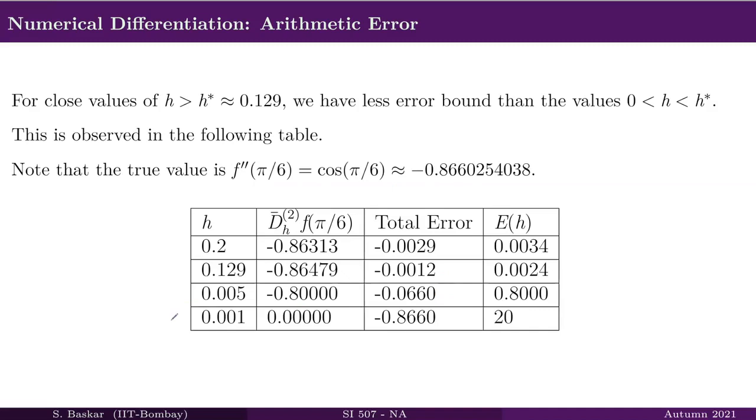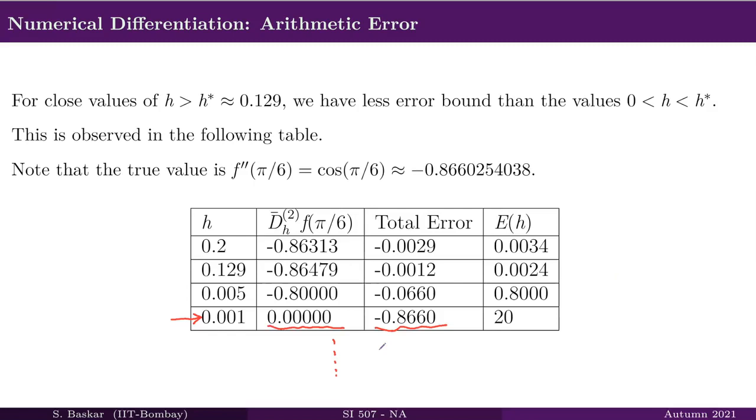I have even gone much farther from h star towards 0 and took h equal to 0.001, and the central difference formula simply gave the second derivative of f at pi by 6 as 0 up to the decimal digits shown here, and thereby it committed almost 100% error. And if you go on doing this, you will land up in much bigger disasters.